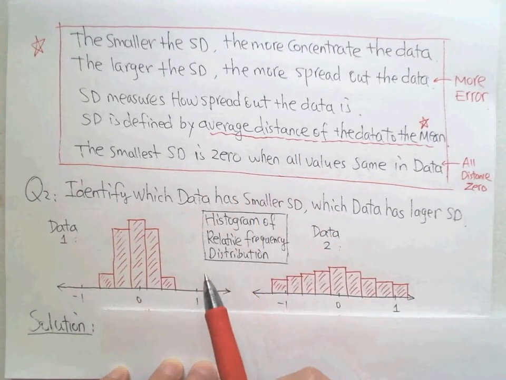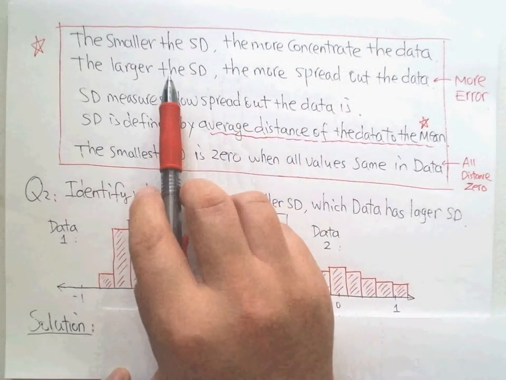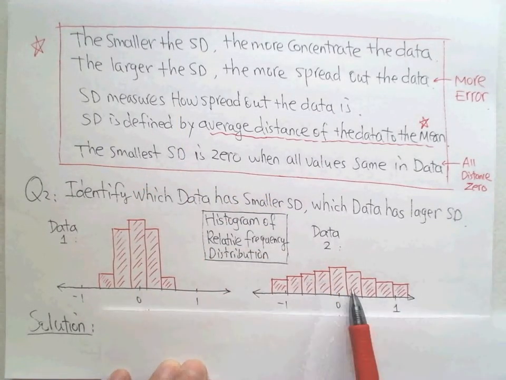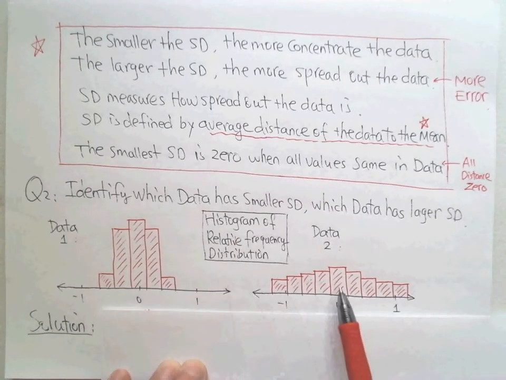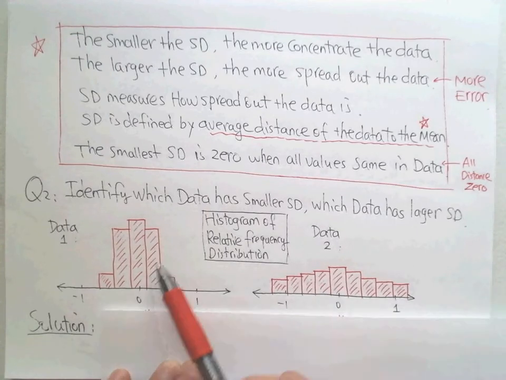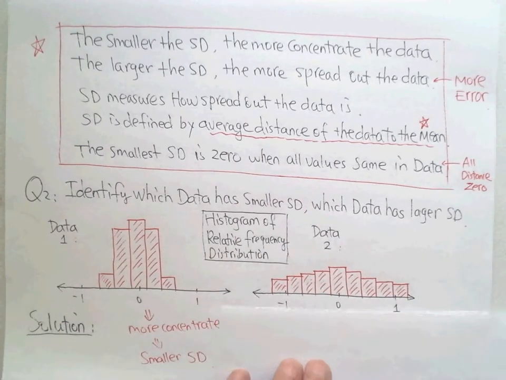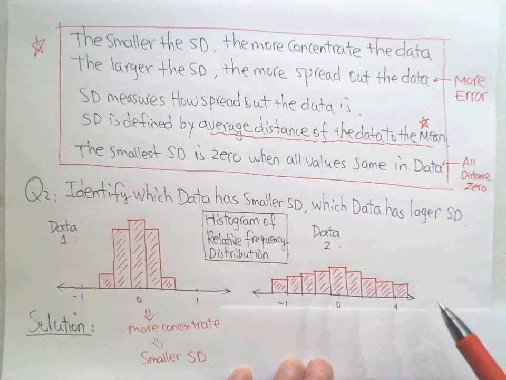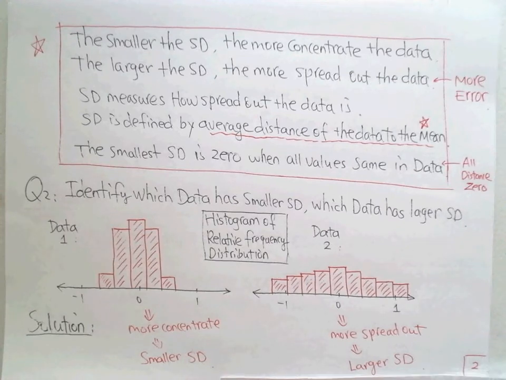We use these results to answer one question here. Identify which data has smaller standard deviation and which data has larger standard deviation. Do you remember? More concentrated, smaller. More spread out, larger. How about this? Data 1 and data 2 are histograms of relative frequency distribution, meaning all the area added together is 100%. See, this data is more concentrated and this data is more spread out. More concentrated, so the standard deviation should be smaller. This one is more spread out, so it should have a larger standard deviation. Okay, so this is easy to identify.